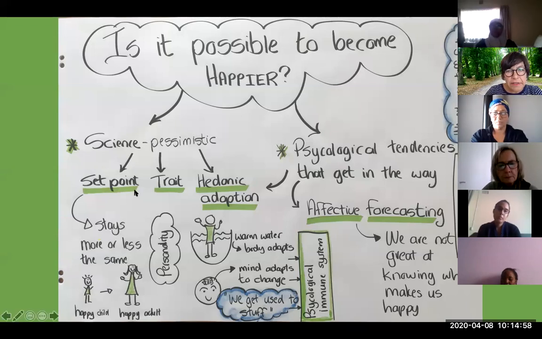The third section in the science that is available around happiness is what we call hedonic adaptation. And what does that mean? It means that as individuals, as human beings, we have this remarkable ability to adapt to whatever the circumstances are. So think about it.